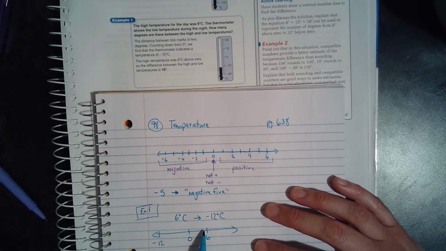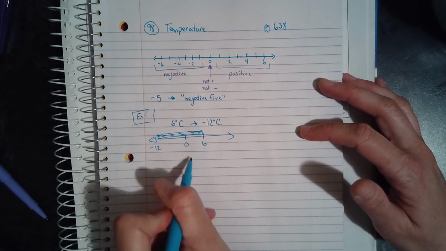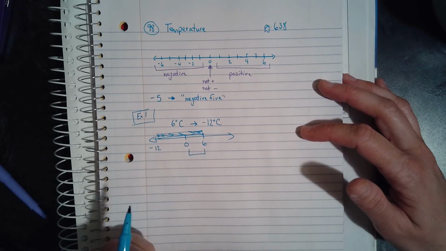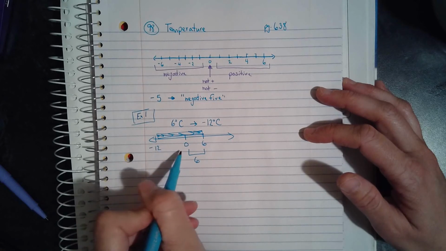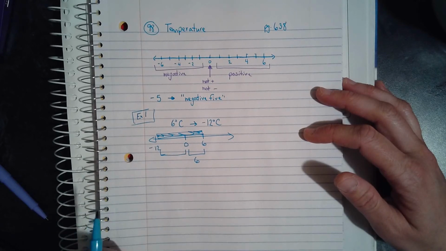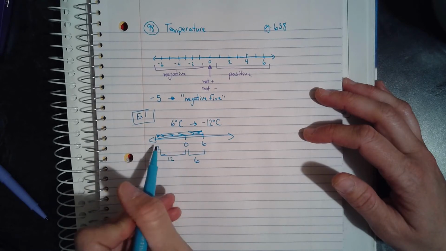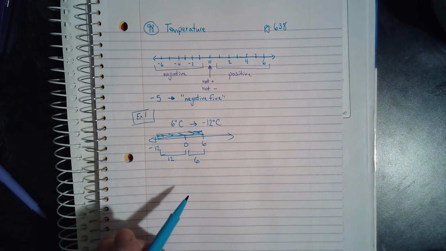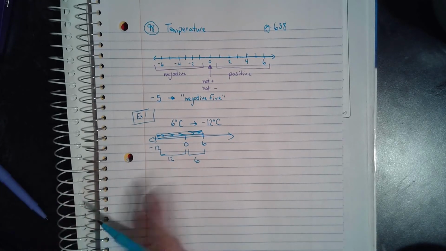To find the change, we've got to find this distance here, okay? So from 0 to 6, how many degrees are there between 0 and 6? There are 6 degrees. And from 0 to -12, how many degrees are there? There are 12 degrees, like 12 actual degrees. We don't have to worry about them being negative. It's just that there are 12 numbers between 0 and 12.